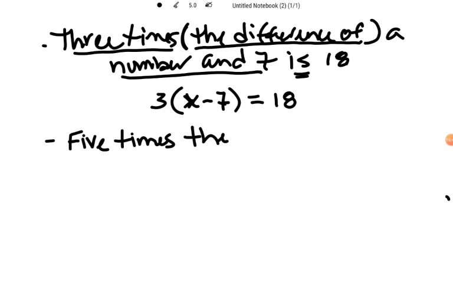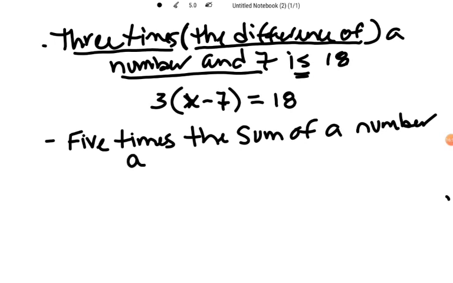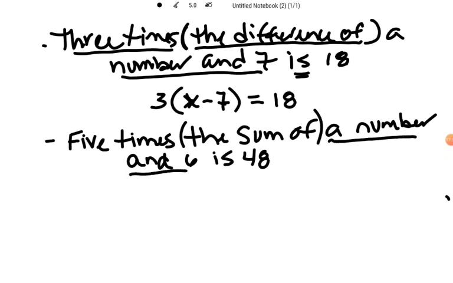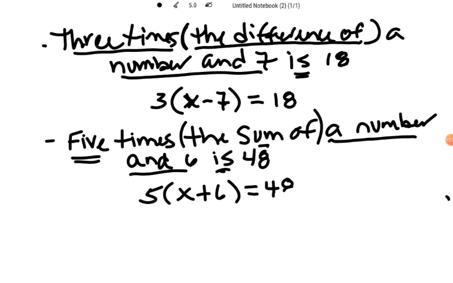So 5 times the sum of a number and 6 is 48. So 5 times the sum of a number and 6. So a number and 6 goes in the parentheses, and it's the sum. Make sure. And then we do 5 times that. Is your equal sign 48.